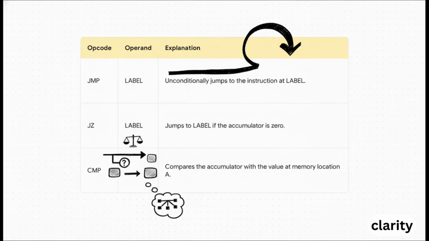JMP, or jump, is unconditional. It's like saying, go to this line of code, period, no questions asked. But JZ, jump if zero, now that's conditional. It says, hey, if this condition is true, then you can jump. And how do you check the condition? With CMP, or compare. And I'm not exaggerating here, this simple little combo, compare two things and then maybe jump, is the fundamental building block of all decision-making in pretty much every computer program ever.